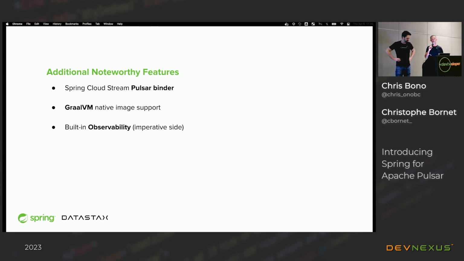Built-in observability. The framework runs on Spring Framework 6 and Spring Boot 3. We also hook onto the newer Micrometer observations API. So on the imperative side, when you use it, you'll get free tracing and metrics. The reactive side support is coming soon.